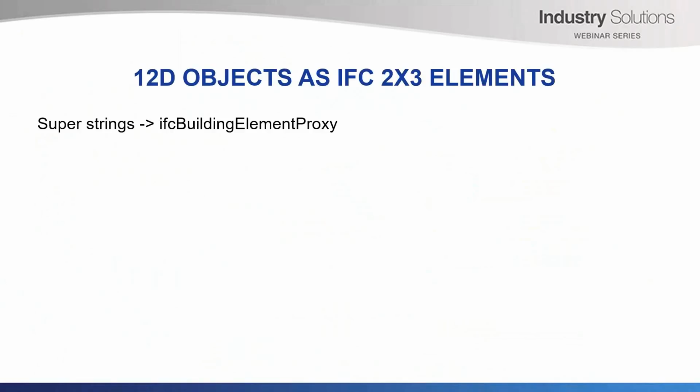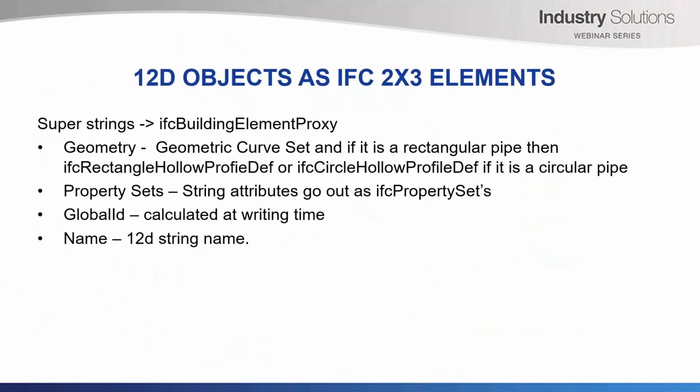Now, our 12D objects, what on earth do they go out to? Well, superstrings, we put them out as IFC building element proxy because there's no other thing in there for it. In its geometry, we use the geometry curve set if it's just a straight string. If the superstring is a rectangular pipe, then we put it out with an IFC rectangular hollow profile definition. So it comes out as a pipe.